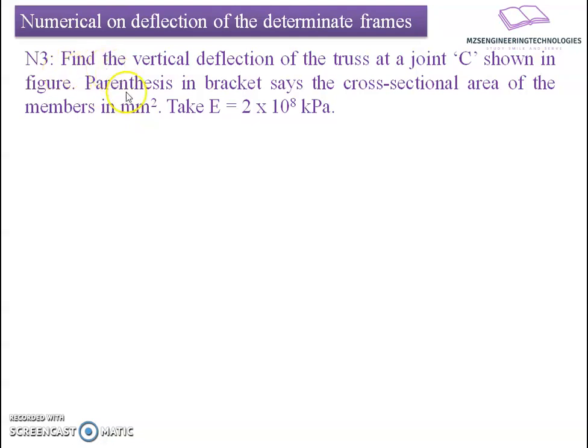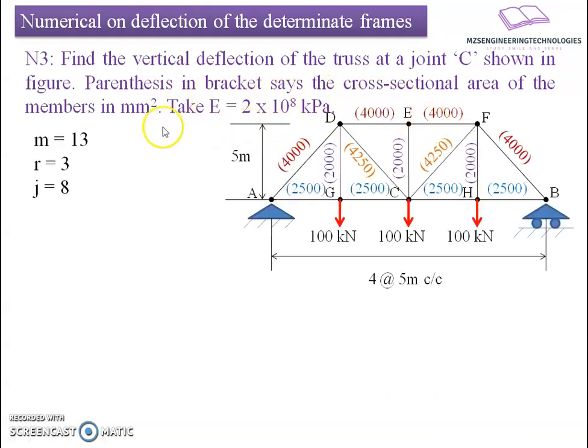Numerical number 3. Find the vertical deflection of the truss at joint C shown in the figure. The parenthesis in the bracket gives the cross-sectional area of the members in mm square. Take E equals 2 into 10 raised to 8 kilopascal. The given frame is a part truss of 4 bays of equal width 5 meter and height 5 meter. Areas of the individual members have been assigned in parenthesis. We are interested to know the deflection caused at joint C due to the applied loading.